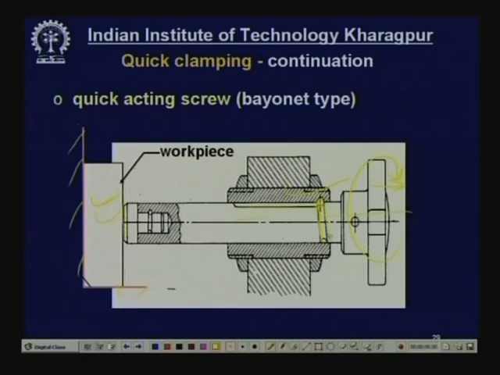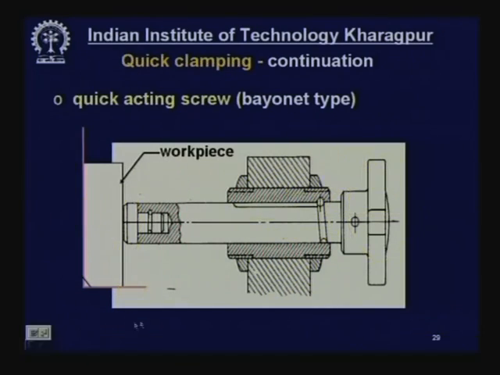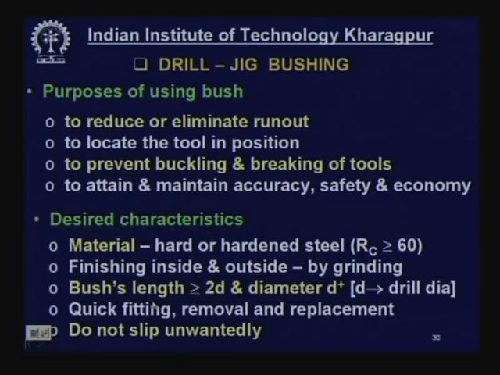Since this slot is inclined, this will gradually move inside just as a screw in a nut, and that will apply force here. During unclamping, you rotate it anti-clockwise and then you bring the slot under this pin and pull it out. So, this is very quick clamping, but it is used for light duty work, not for heavy force, because it cannot apply heavy force. Now, the drill jig bushing.